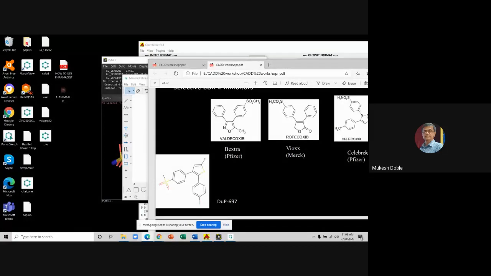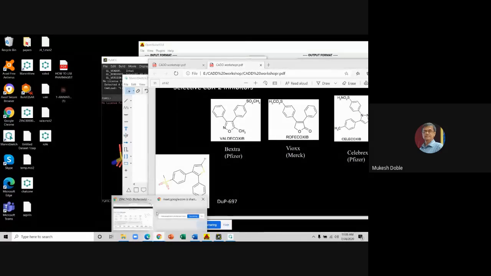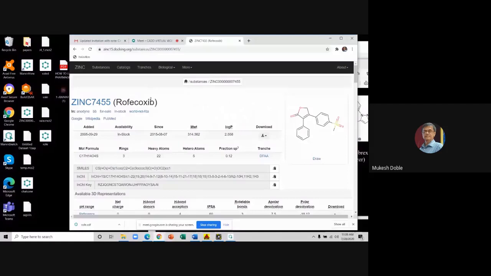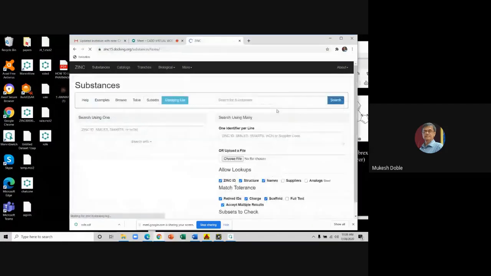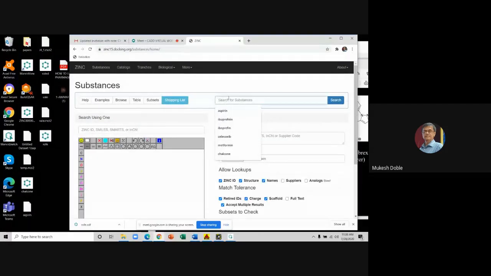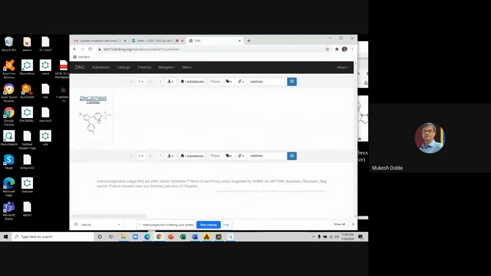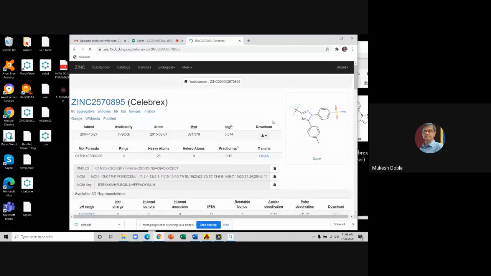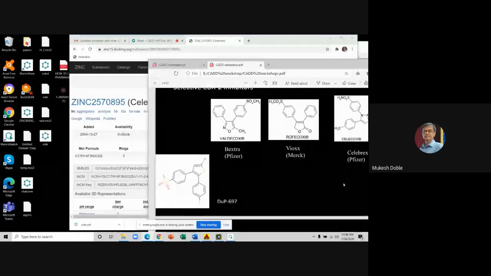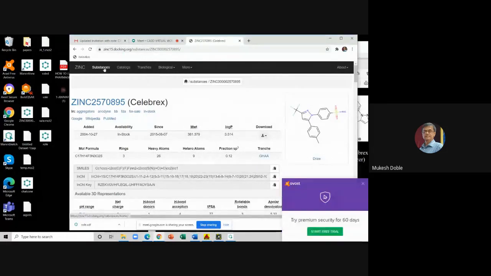Then you do the Celebrex. Celebrex is also available in the ZINC database. Celebrex is the third molecule. This is Celebrex. Again, I can download the SDF file. And then finally, we have the DUP697. That also we can download.